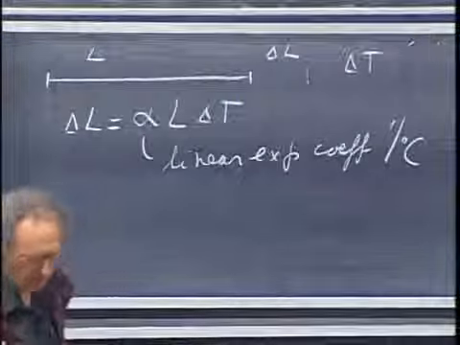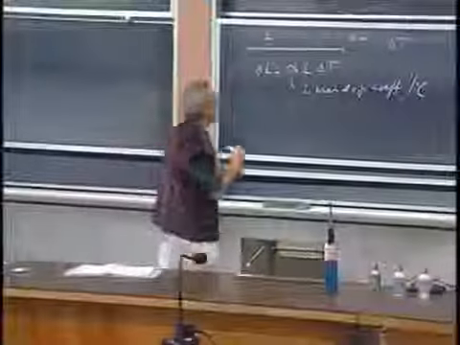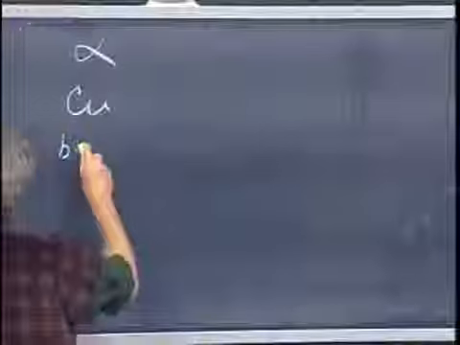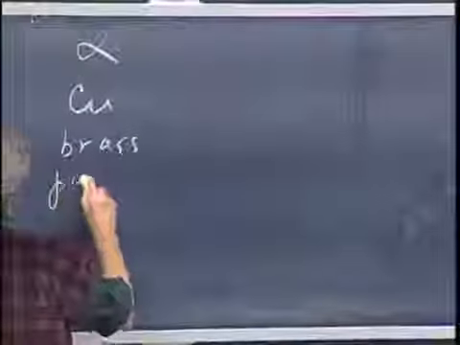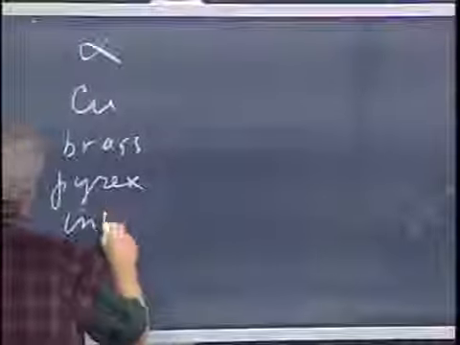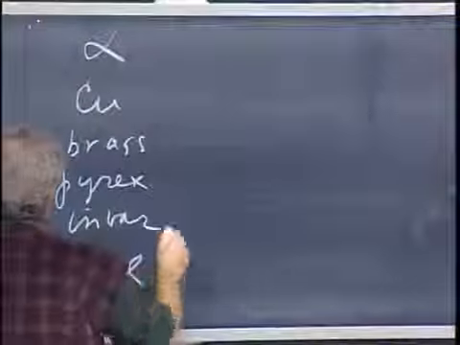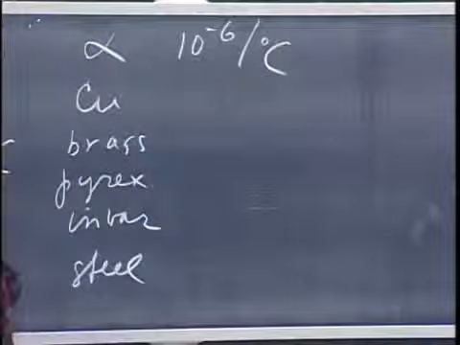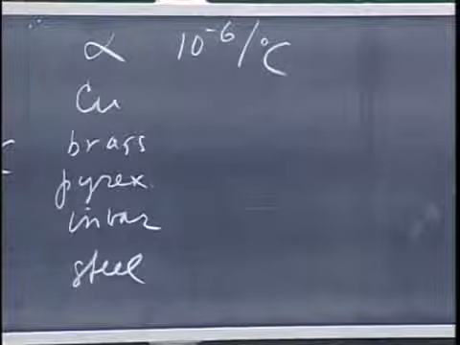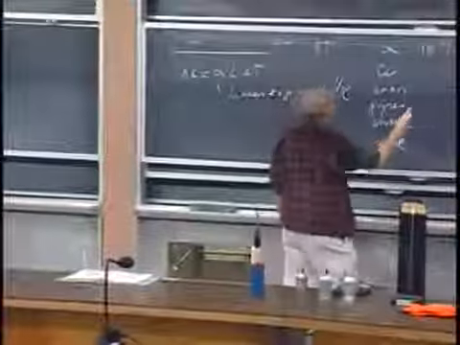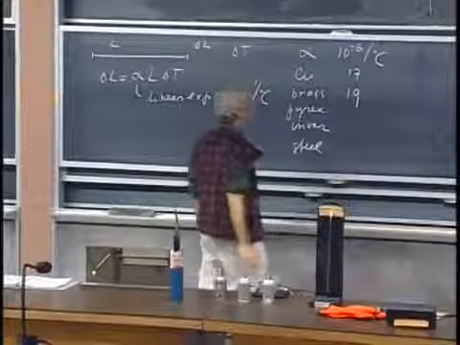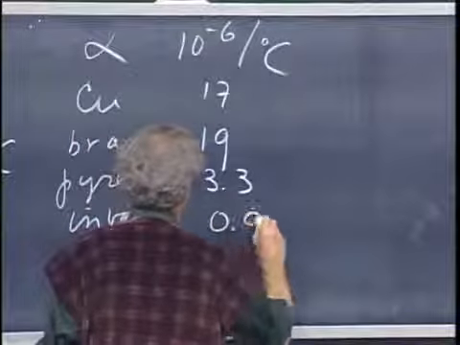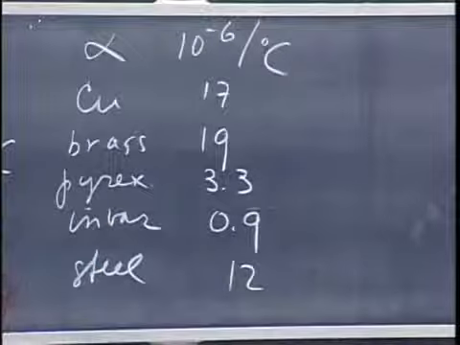The various values for alpha differ a great deal. I'll give you some values for alpha. I'll give you copper, brass, Pyrex, Invar, and steel, and they are in units of 10 to the minus 6 per degree centigrade. And we will use some of them today. Brass is about 19. Copper is 17. Pyrex 3.3. Invar 0.9. And steel is roughly 12, but there are many different kinds of steel.